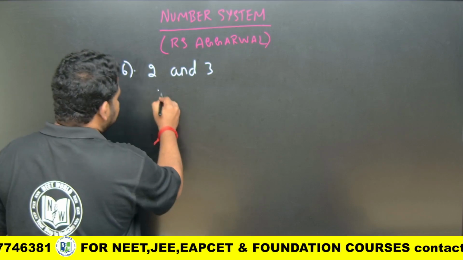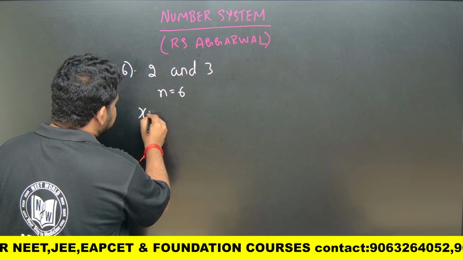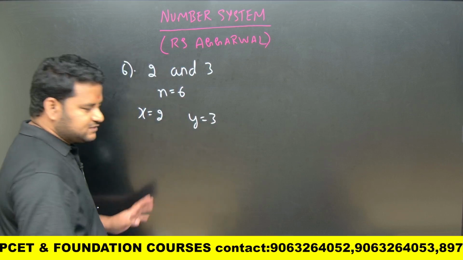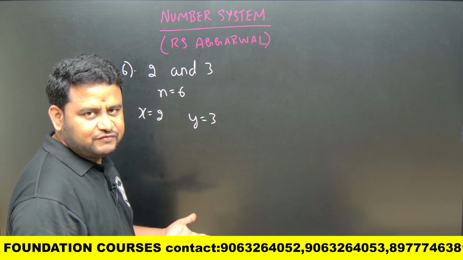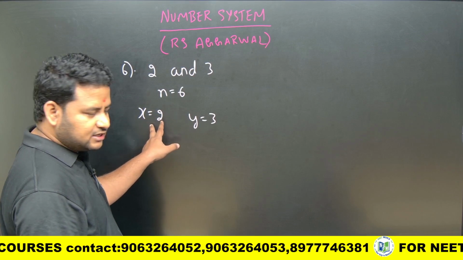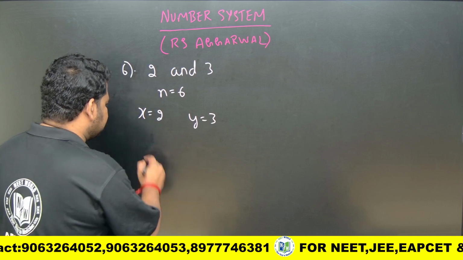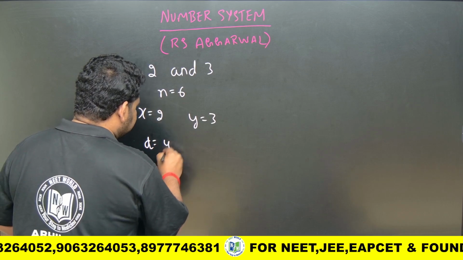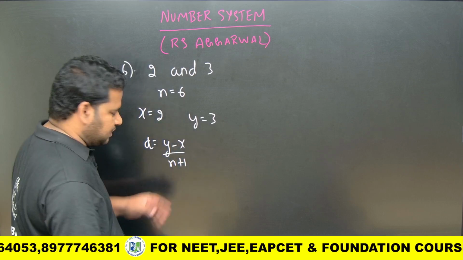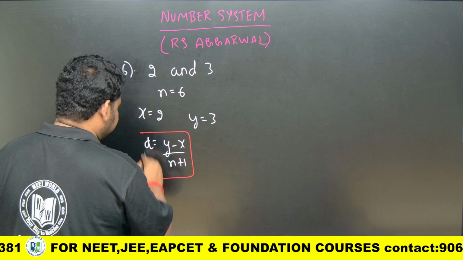Now, 6 rational numbers means I should take n is equal to 6. Next, x will be equal to 2 and y will be equal to 3. Now, we have to find out the value of d. First step is n is equal to 6. Second, we will write the value of x is equal to 2 and y is equal to 3. Now, we have to find out d. So, d value will be equal to y minus x by n plus 1. This is our important formula which you have to remember. Okay, this is an important formula which you have to remember.